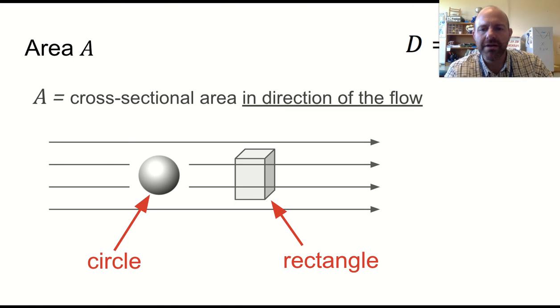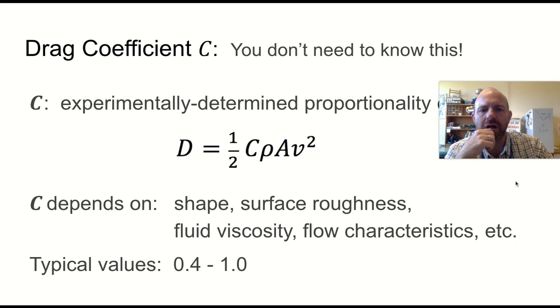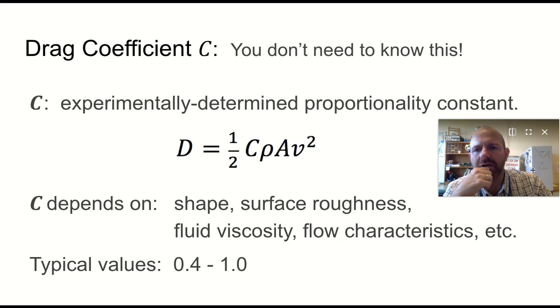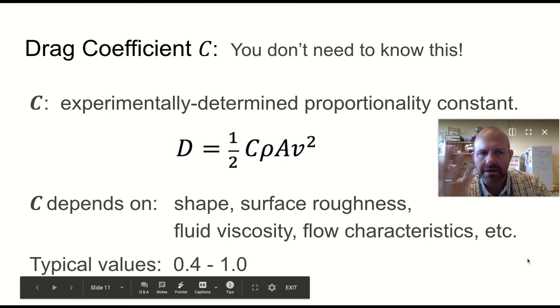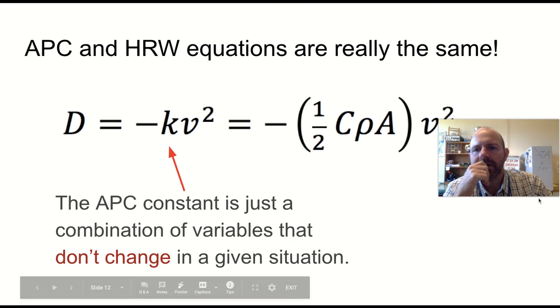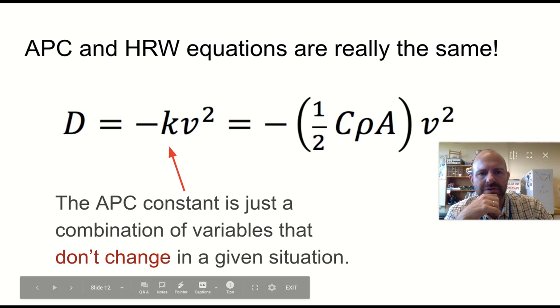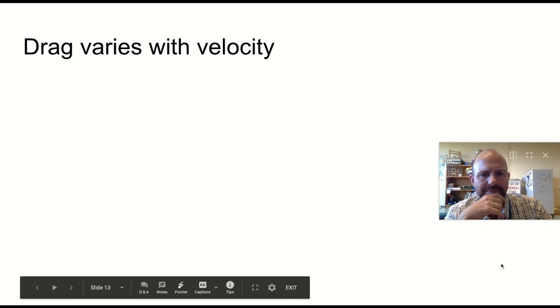The cross-sectional area matters in the direction of the flow. So how much of the air is blocked, but also the drag coefficient. And this depends on the shape and the surface roughness. And again, this is empirically or experimentally figured out. All of this is inside the k. Everything that's a variable, it's that 1/2 C rho A piece.